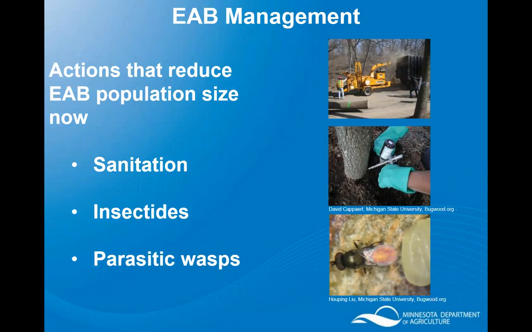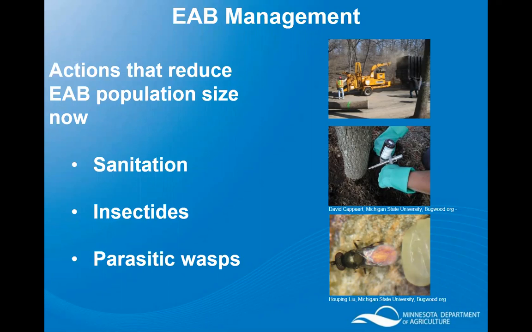So when I think about emerald ash borer management, managing the beetle itself, I'm imagining things that will reduce the population size of emerald ash borer as it is right now. So things that kill emerald ash borers. And so the tools that we have to do that include removing infested trees and destroying them, so sanitation, using insecticides in areas where we know emerald ash borer is present.